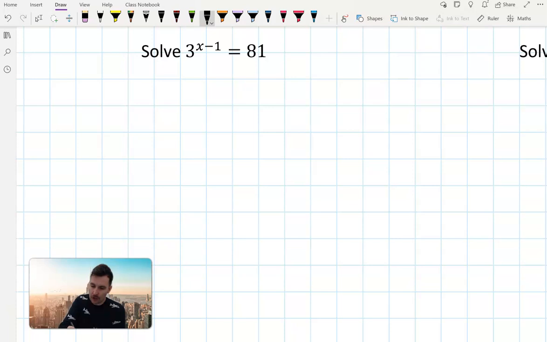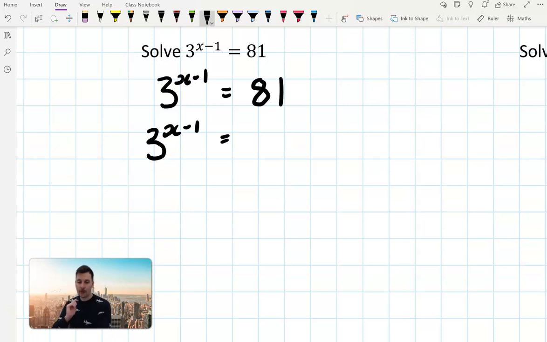This time we've got 3 to the power x take 1 is equal to 81. Now we've got to do something kind of similar for this one. We've got 3 to the power x take 1. We need to get our base on the right hand side to be equal to 3 because we want them to both be the same. So then we think, well, can I raise 3 to a particular power to give me 81? And the answer to that is yes, we can. So I'm going to go 3 to the power 4. 3 squared is 9, cubed is 27, and to the power 4 is 81.